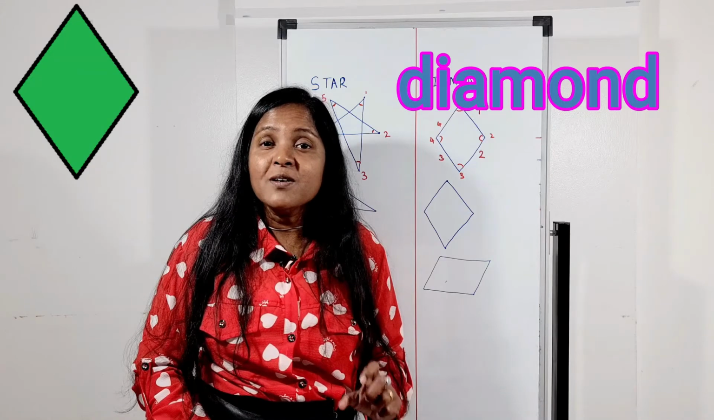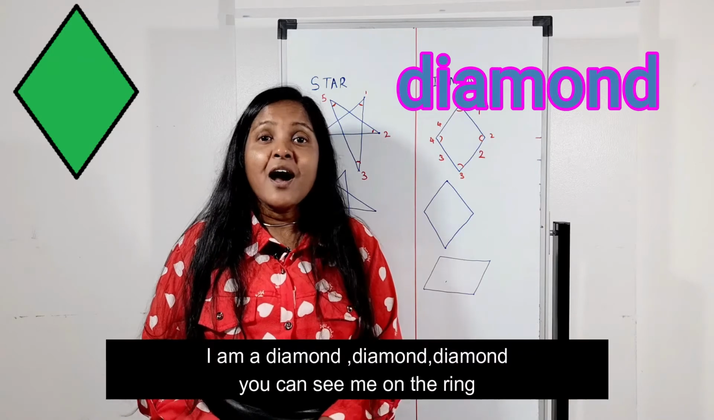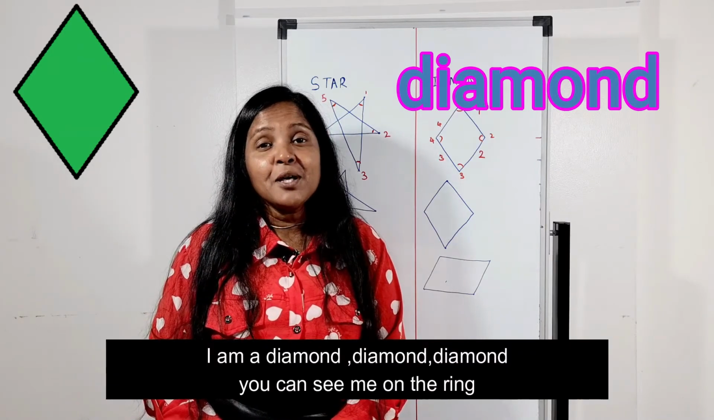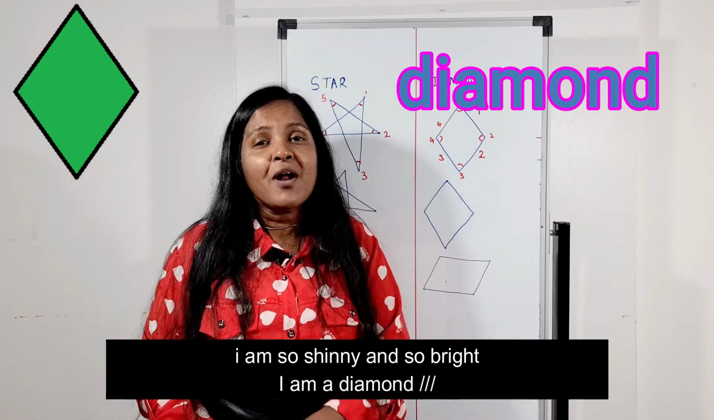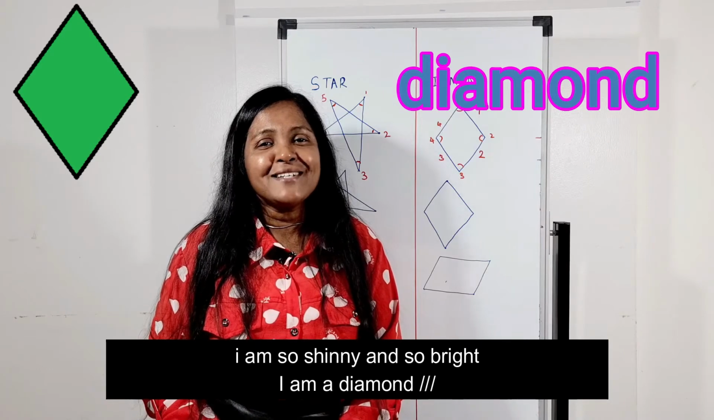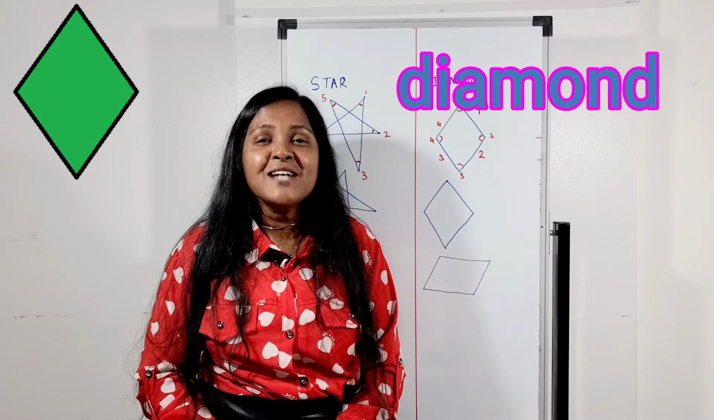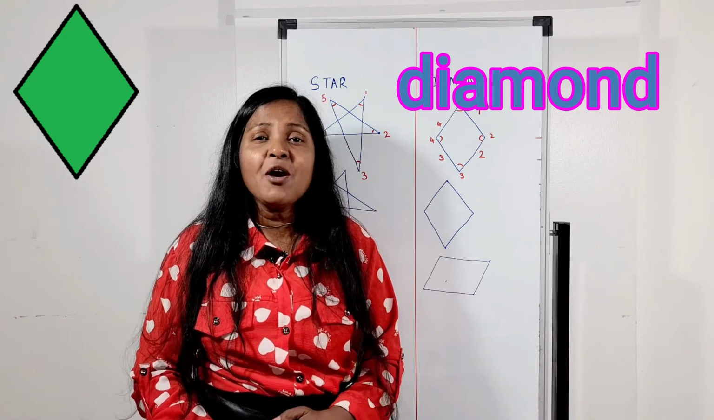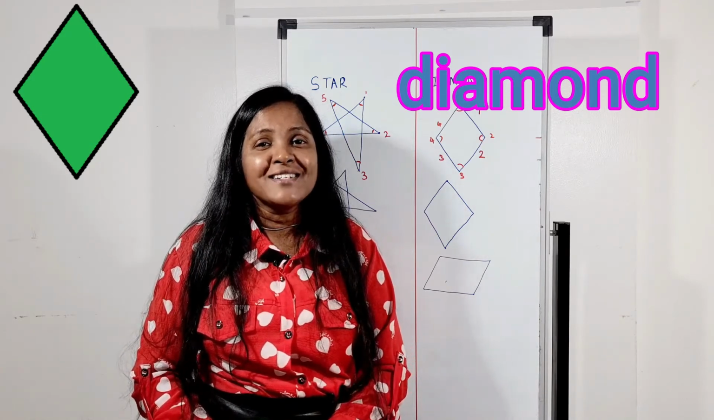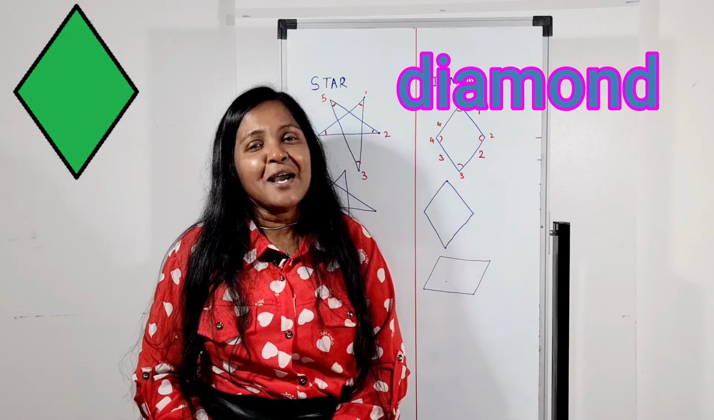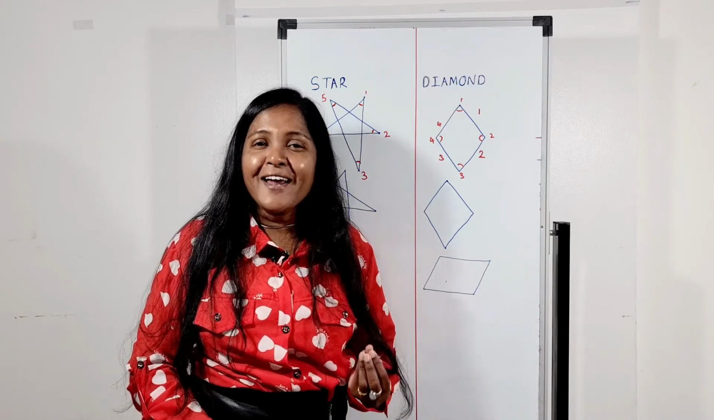Now we are going to sing a song about diamond. 1, 2, 3, start. I'm a diamond, diamond, diamond. You can see me on the ring. I'm very shiny and so bright. I'm a diamond, diamond, diamond. One more time. I'm a diamond, diamond, diamond. You can see me on the ring. I'm so shiny and so bright. I'm a diamond, diamond, diamond. Diamond shape. It's so shiny and bright.